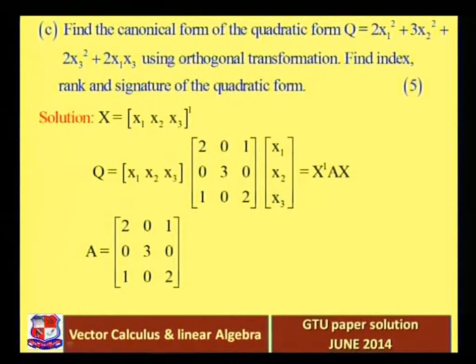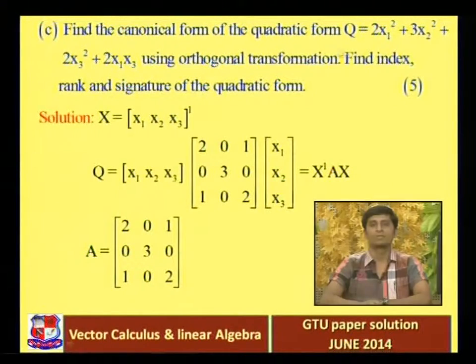Find the canonical form of the quadratic form Q, Q is equal to 2x1 square plus 3x2 square plus 2x3 square plus 2x1x3 using orthogonal transformation, and also find index, rank and signature of the quadratic form.